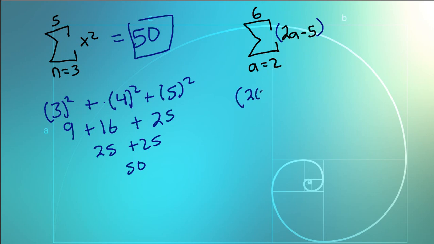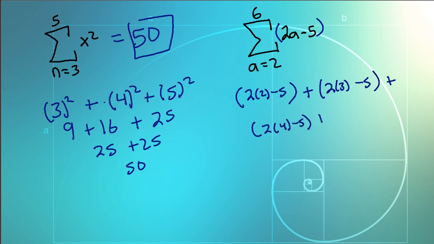So I'm going to have 2 times 2 minus 5. That's my first term. Notice I just have that. Plus 2 times 3, there's my next one, minus 5. Plus, I'll continue down here, 2 times 4 minus 5. Plus 2 times 5 minus 5. Plus, and the last one, 2 times 6 minus 5. Because this one wanted to go from 2 to 6.